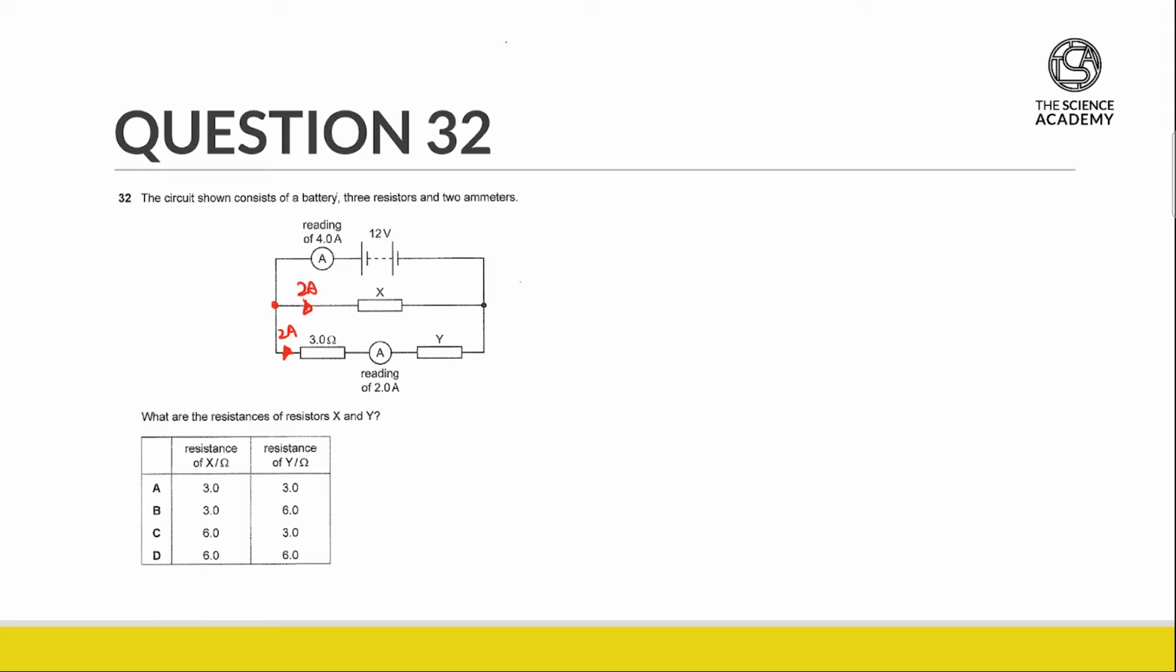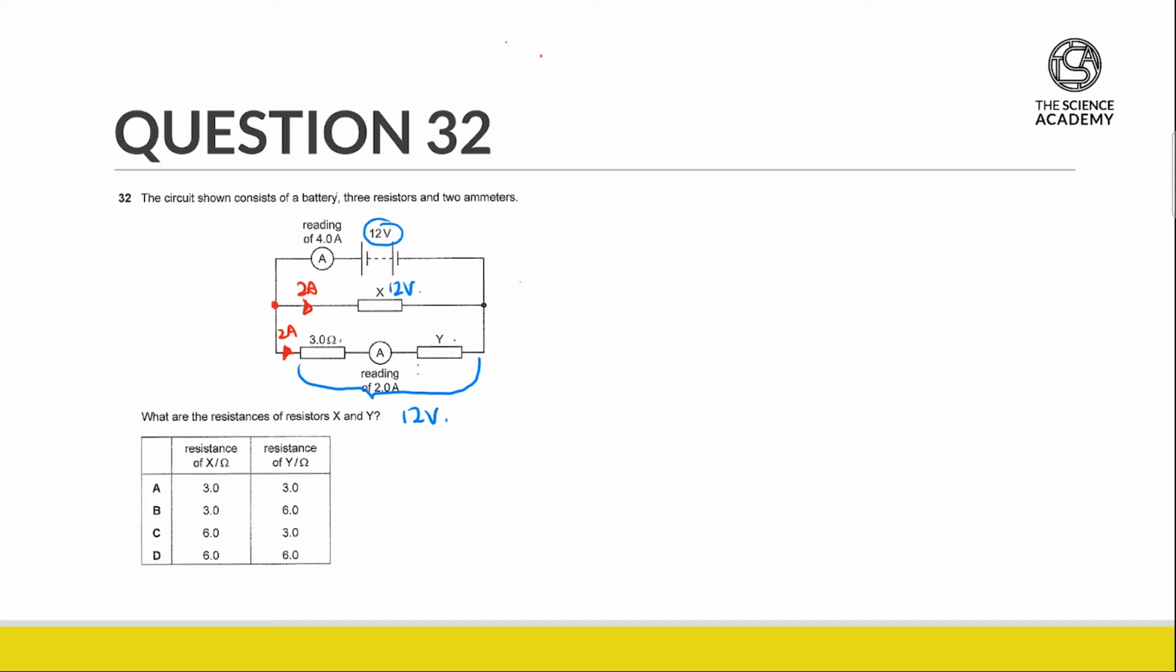Now, we also know that because we have this particular battery, which is the only battery across these two parallel paths, the potential difference across X must be 12 volts, and the 12 volts across this entire path is also shared between these 3 ohms and this Y resistor.